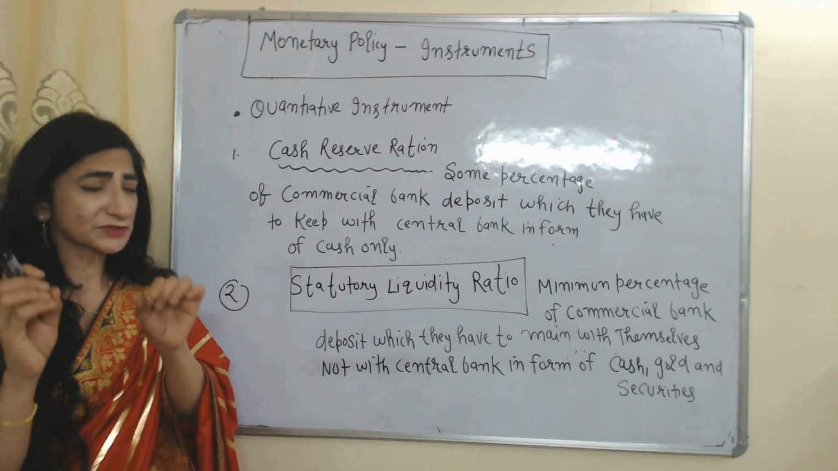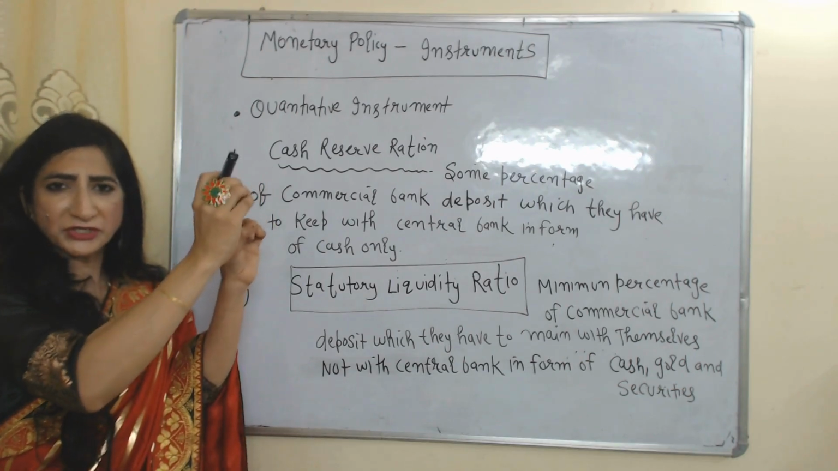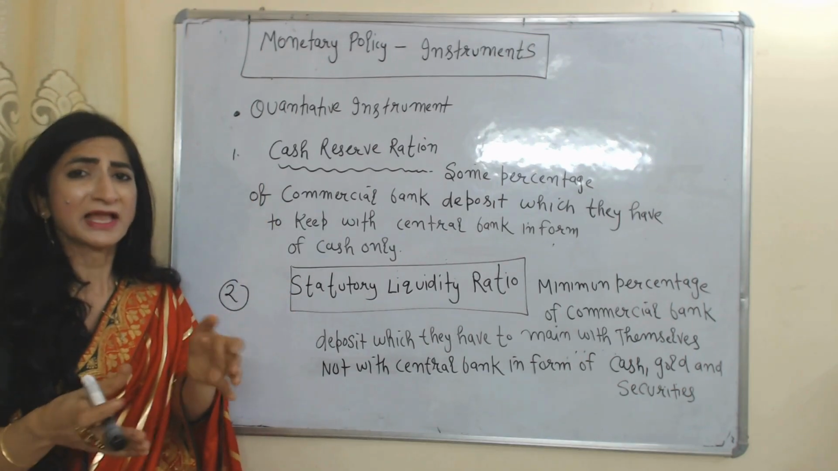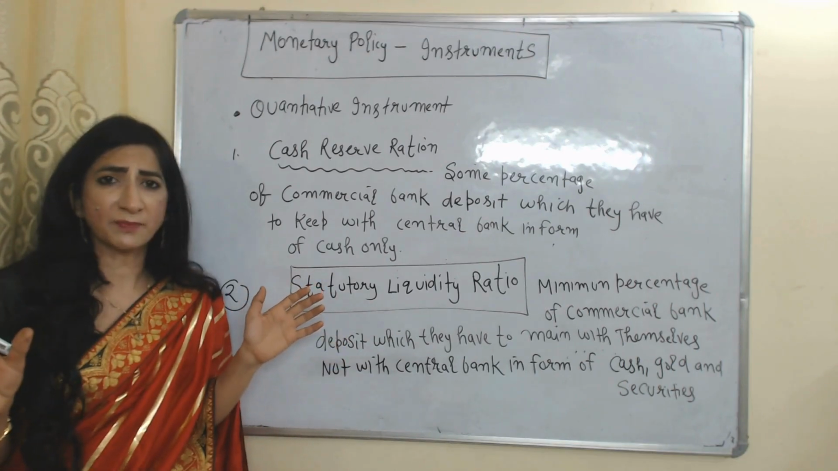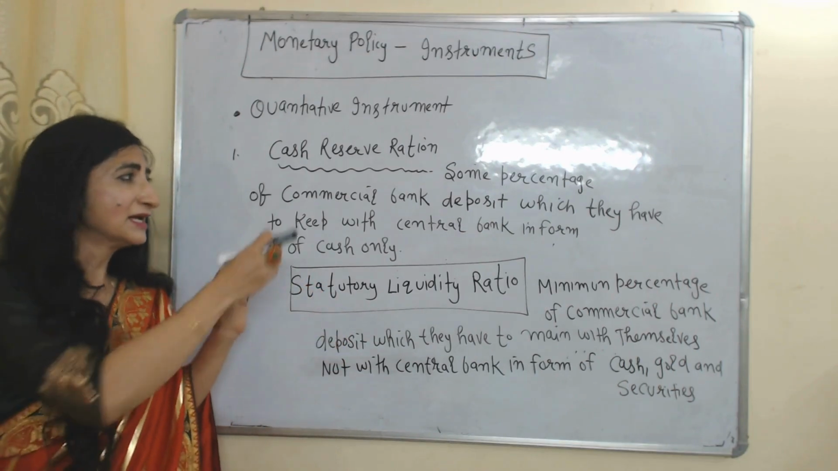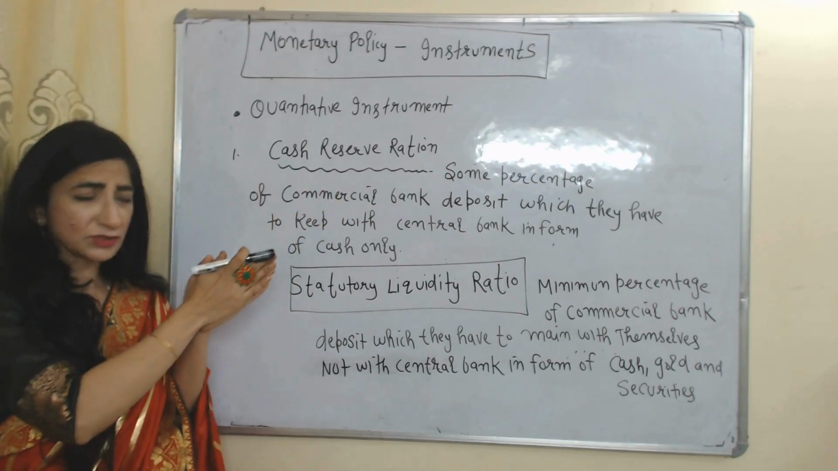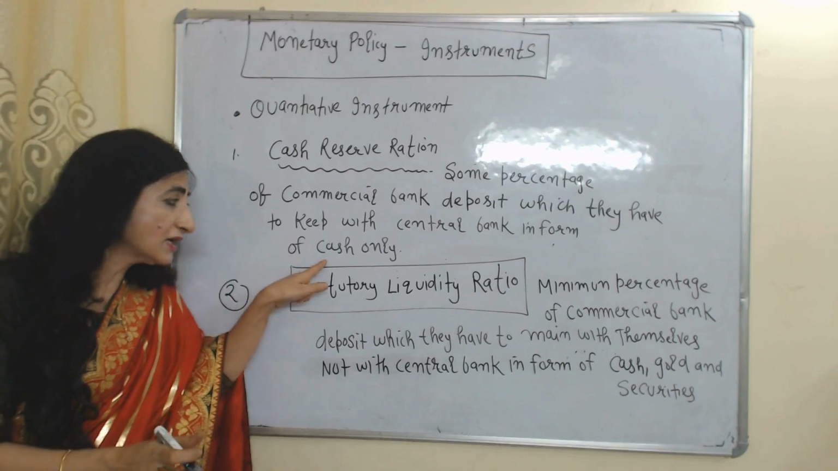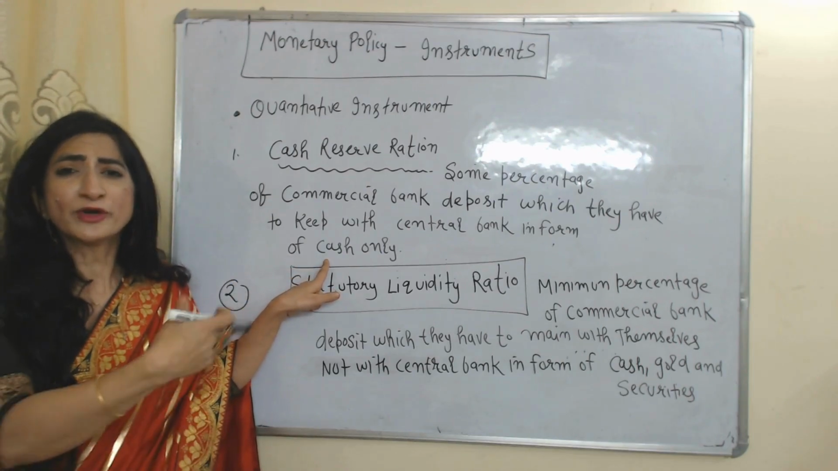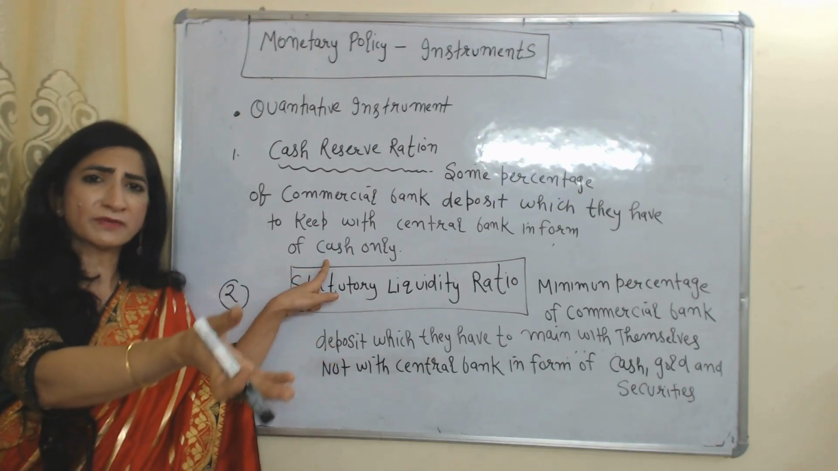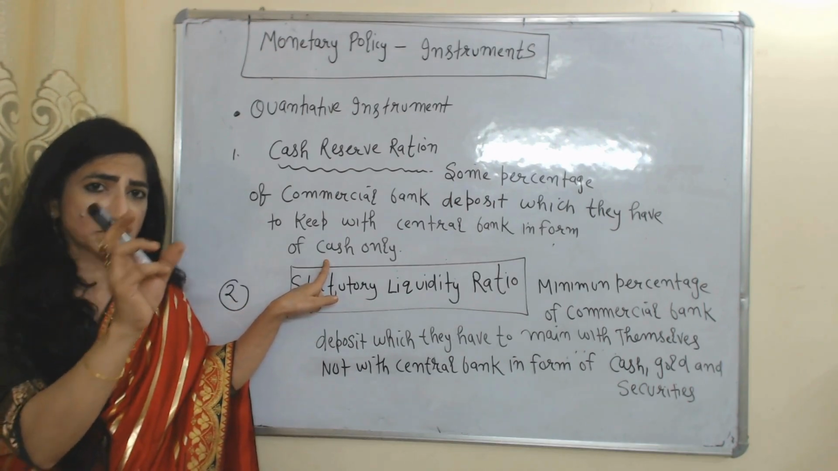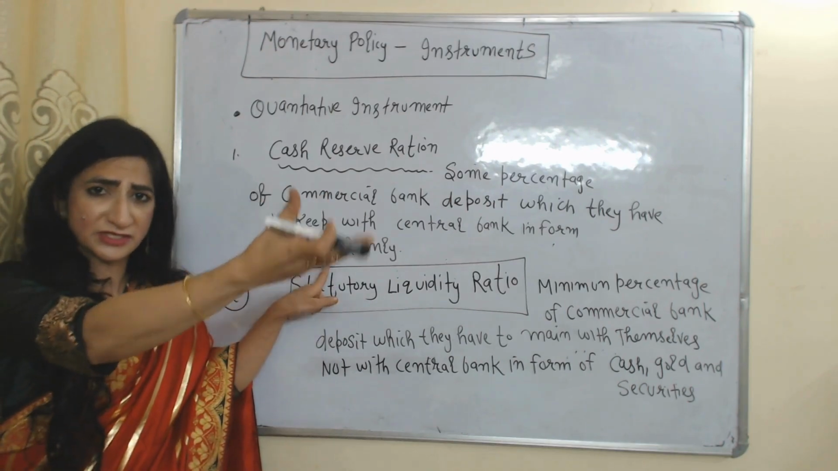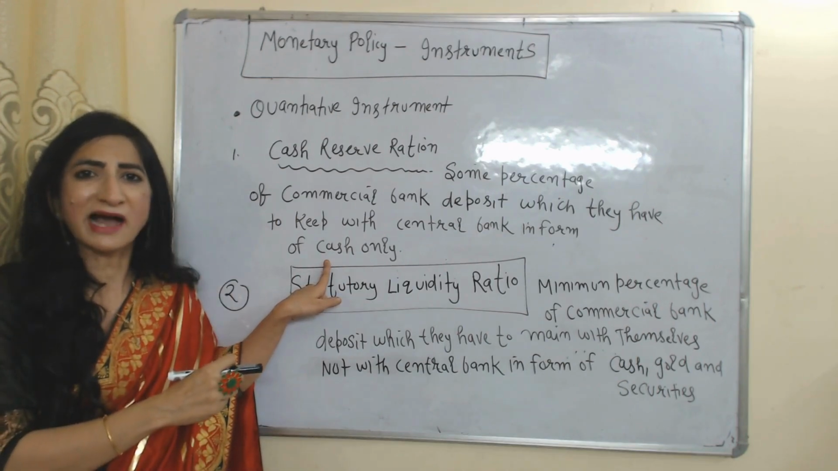The first quantitative instrument is the cash reserve ratio, or CRR. As we know, many people deposit their money in commercial banks. CRR is some percentage of a commercial bank's deposits which they have to keep with the central bank in the form of cash only. For example, the total deposit of a commercial bank is 1 crore and they have to keep 5% as cash with the central bank. It will be called CRR.